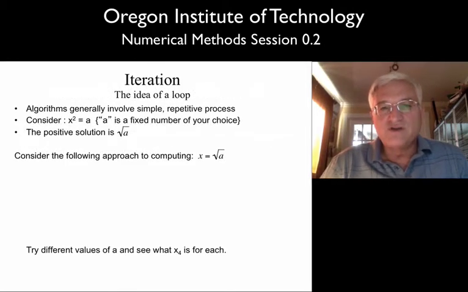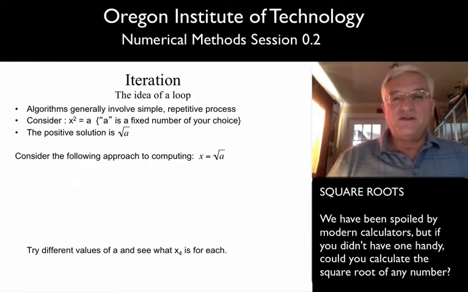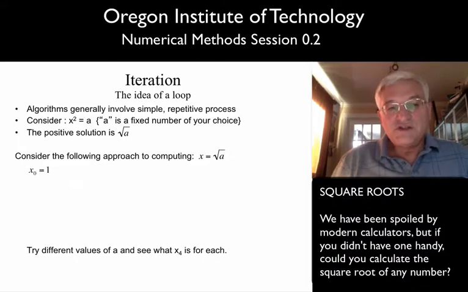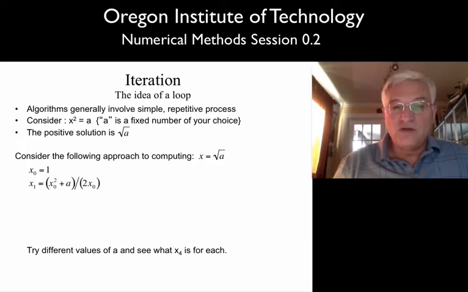So let's take a look at our square root problem. We are going to rephrase this as the problem x squared equals a. So how might we find the solution to x squared equals a? Let's start off with a guess. Let's just suppose that we think the answer is 1. We'll call that initial guess x0. Now we will apply a correction to that guess. We'll take the number, square it, add a, and then divide by 2 times that guess. And we'll call that result x1.